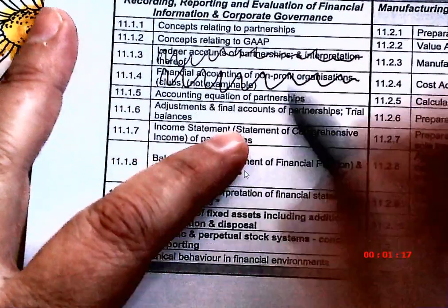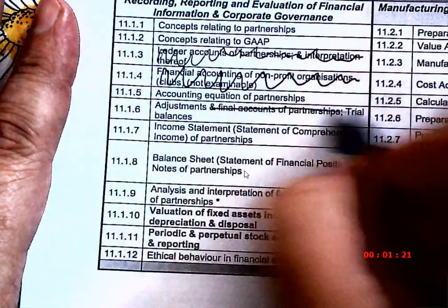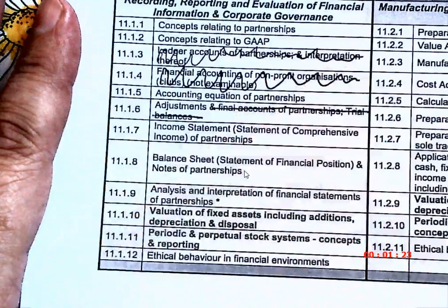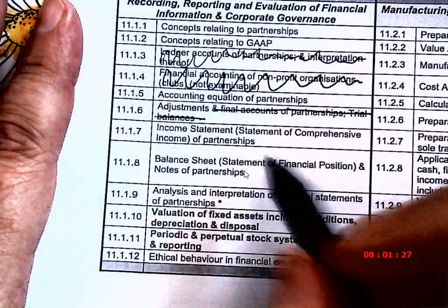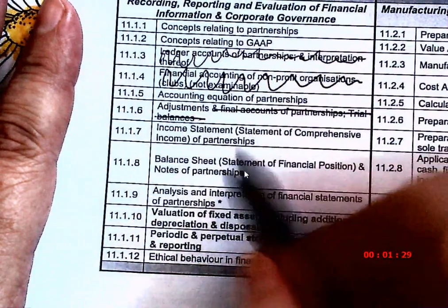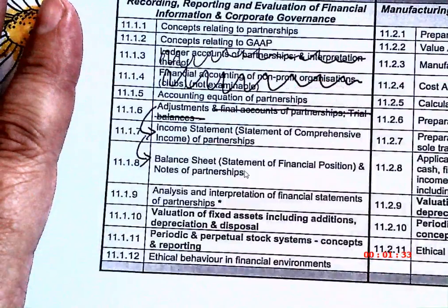Then they ask adjustments. Scrap that. You're not going to get a profit and loss T account. You're going to get adjustments. You're going to get the income statement and balance sheet. So obviously adjustments goes with them. Right?